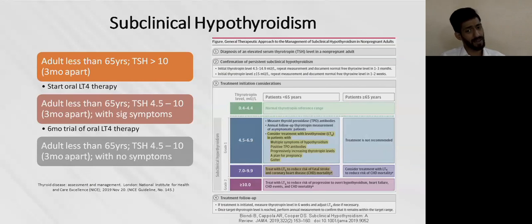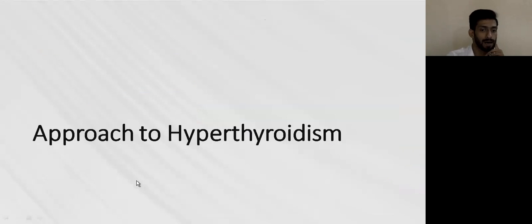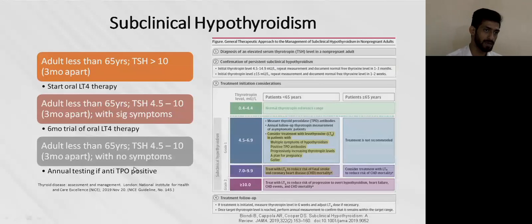Adults less than 65, TSH 4 to 10, no symptoms. Follow-up frequency will depend upon TPO positivity. If TPO positive, you follow up annually. If TPO is not positive, you follow up once in 2 years. Annual testing if TPO positive, once in 2 years if your TPO is negative.